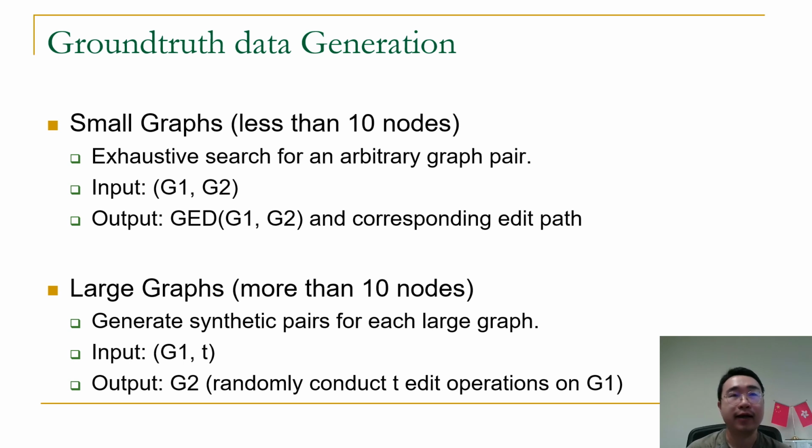Since all graphs in ACE and Linux have no more than 10 nodes, we simply use exhaustive search to generate the ground truth data on these small graphs. But due to the NP hardness of GD computation, the ground truth data of large graphs is generated in a suboptimal manner instead. Specifically, given a source graph G1 and the expected GD value T, we randomly conduct T edit operations on G1 to get the target graph G2. In this way, a synthetic graph pair is generated efficiently.